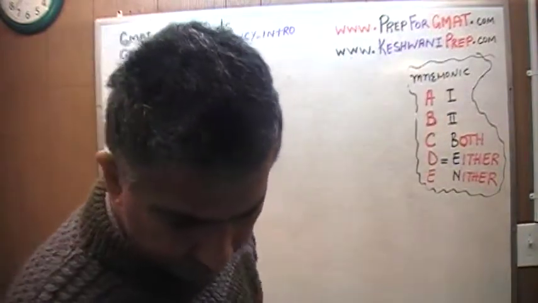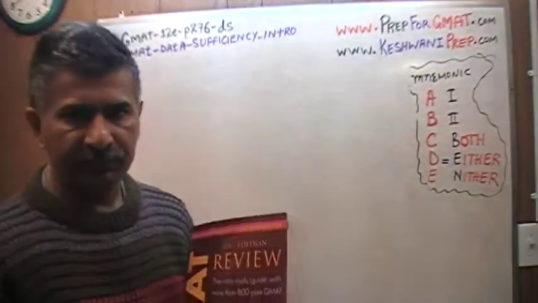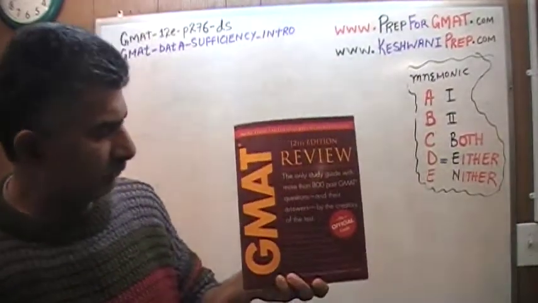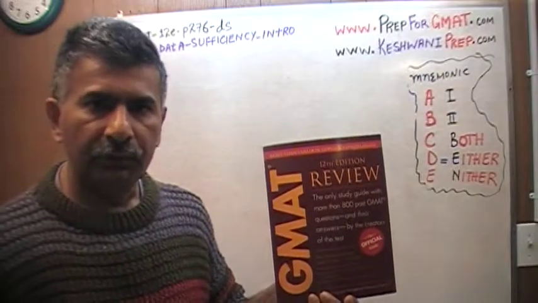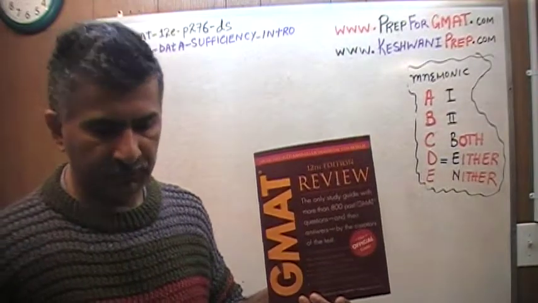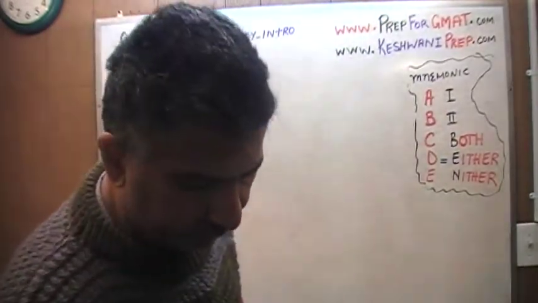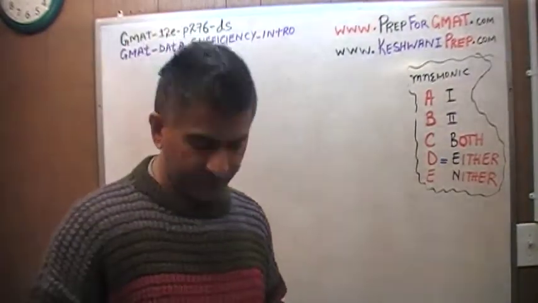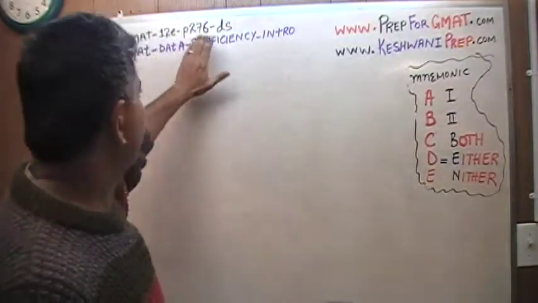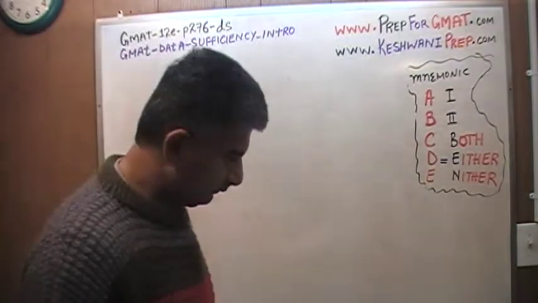Keshwani. I have been solving GMAT data sufficiency problems out of this book here, GMAT Review, the official guide, the 12th edition. If you do not own this book already, purchase one immediately. You should be able to find it at mba.com. The problem that I'm about to solve is the one that you're going to find on page number 276, number 40.